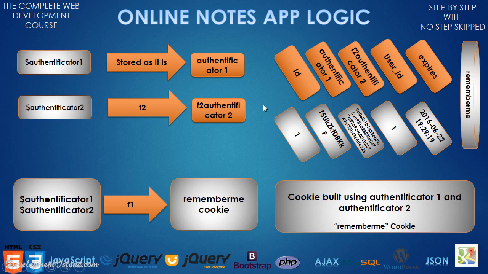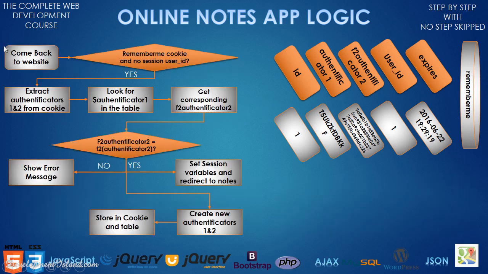Now, the user comes back to the website. And there is no session, which means that the session has been destroyed, so that they're not logged in at the moment. But we find a remember me cookie on their computer. So what are we going to do? We're going to extract the two variables that we stored in the cookie.